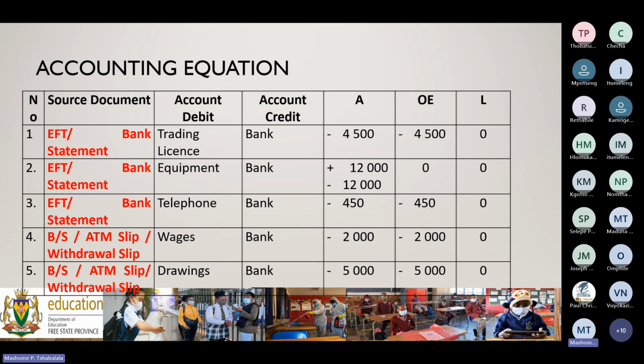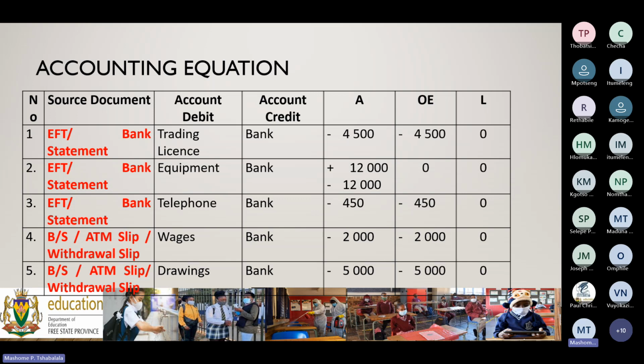Then remember again, on the source document for the CPJ, some transactions can be recorded from an EFT. Some can be recorded from the bank statement. Some can be recorded from a withdrawal slip, which the owner can show the business to say that I have withdrawn cash from the business. Once you see the slip, not the receipt, you record the transaction using that slip as a source document. This is the end of our lesson for today, accounting equation, learners.